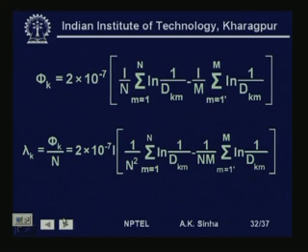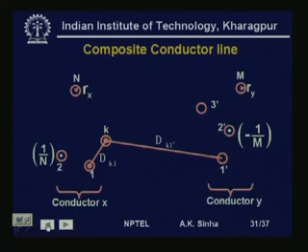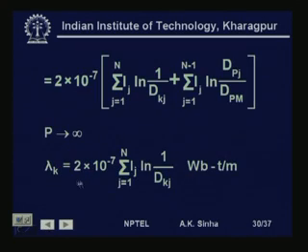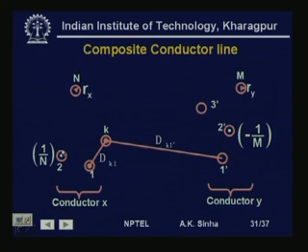So, now we can find out the flux for any subconductor K in the system of conductor X. This will be given by 2 into 10 to the power minus 7 into I by n log n 1 by d k m minus I by m sigma log n 1 by d k m. That is, using this relationship for this set of conductors, that is what we are finding out for this conductor.